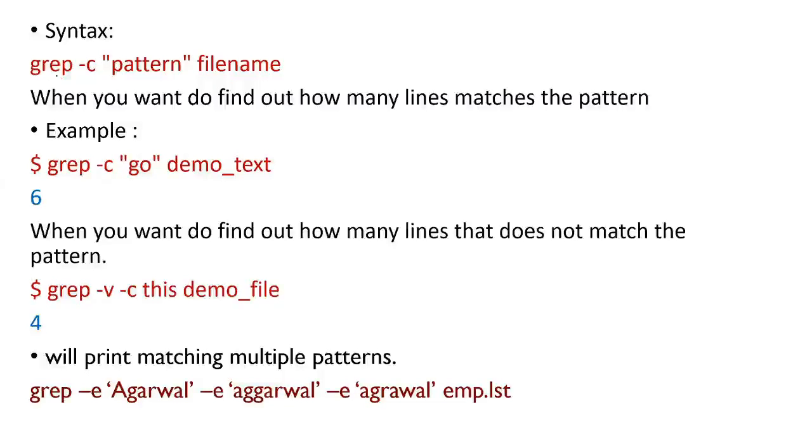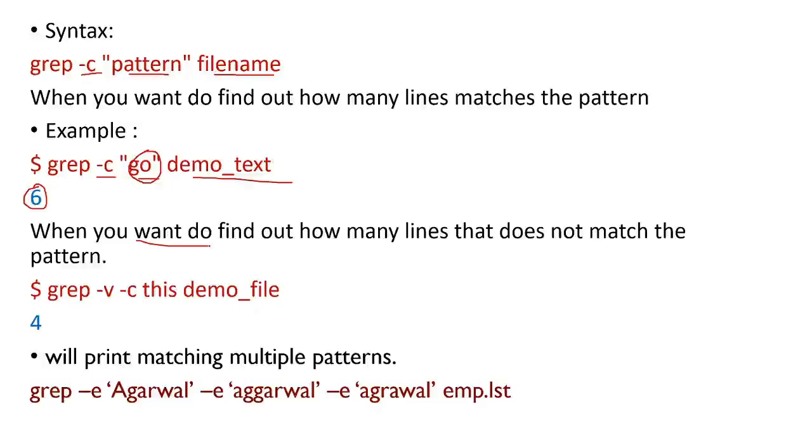In other examples, you can use the grep command with -c, the pattern and the file name. See the example -c, this is the pattern go, and we are searching for that in the file. So how many times this pattern has matched in that file, it is going to count just the lines. It is not going to display them, it is just going to count them.